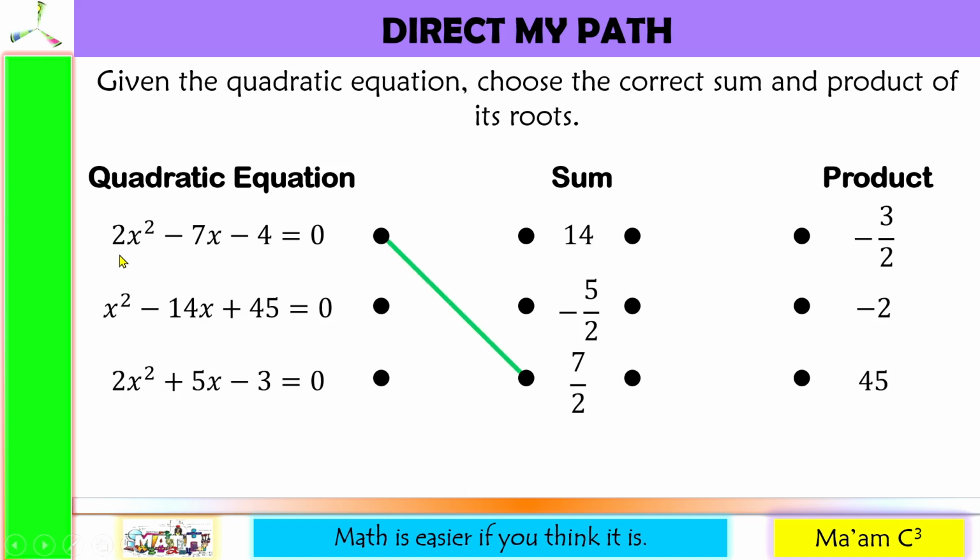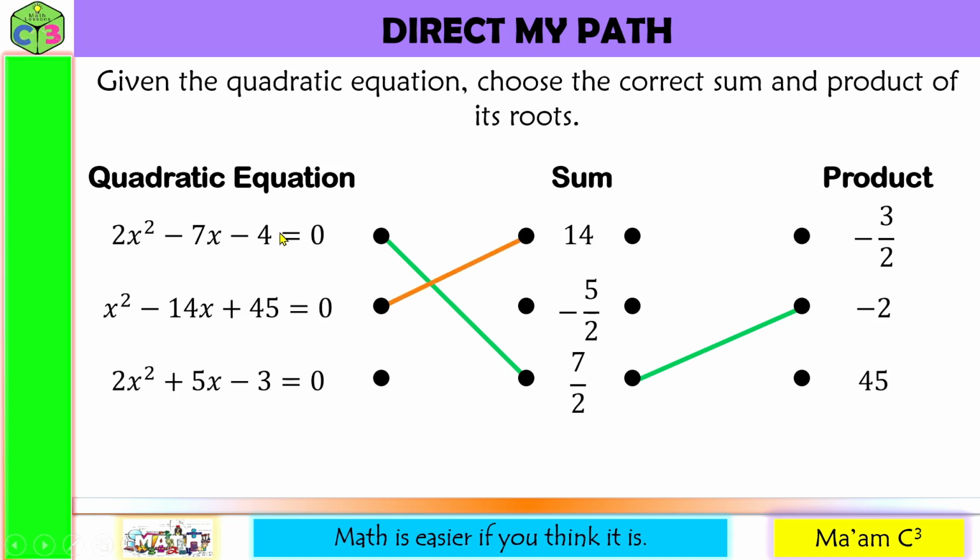That is the sum. For the product, again, that would be c over a. So we have negative 4 over 2. That is negative 2. Next one, we have x squared minus 14x plus 45 equals 0. Again, for the sum, it is negative of negative 14. That would be positive 14 over a, which is invisible 1, is still positive 14.